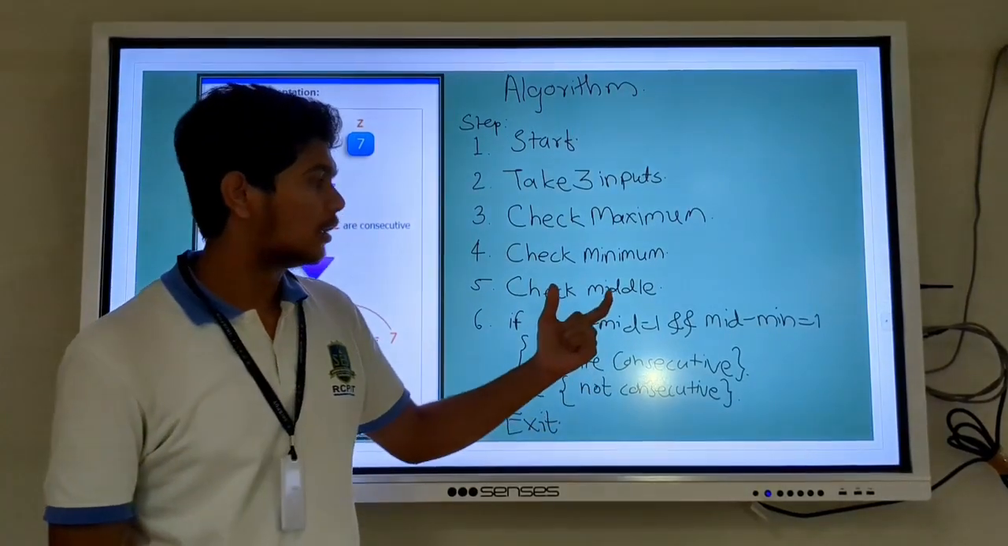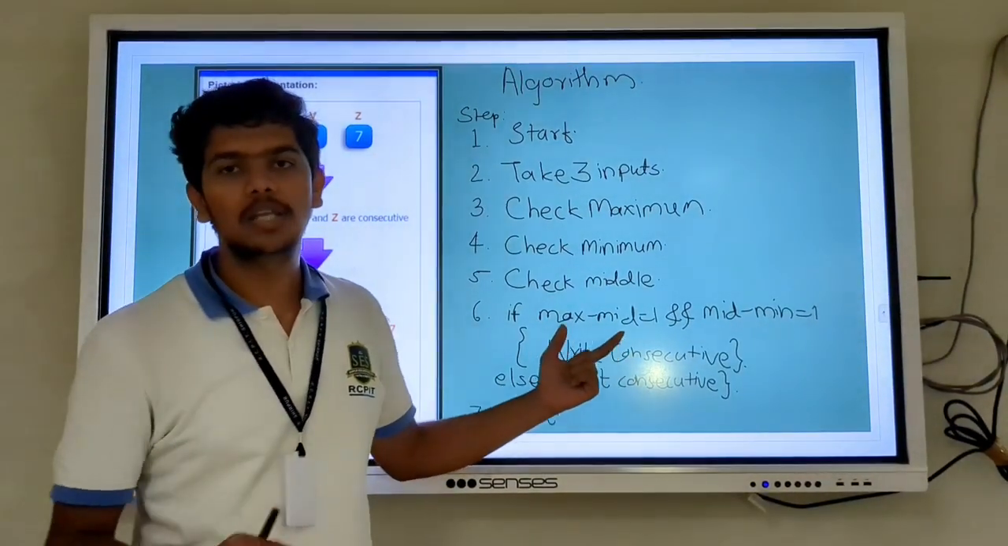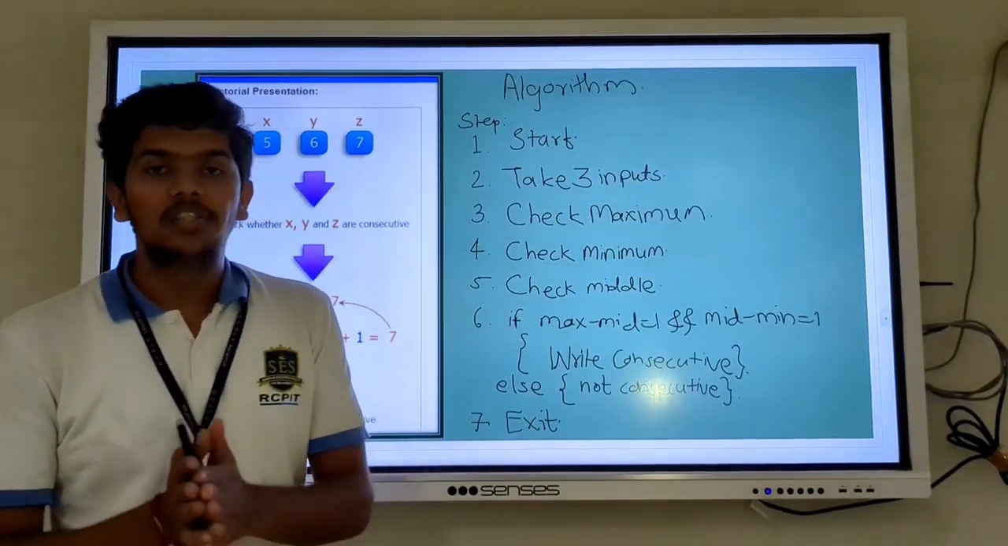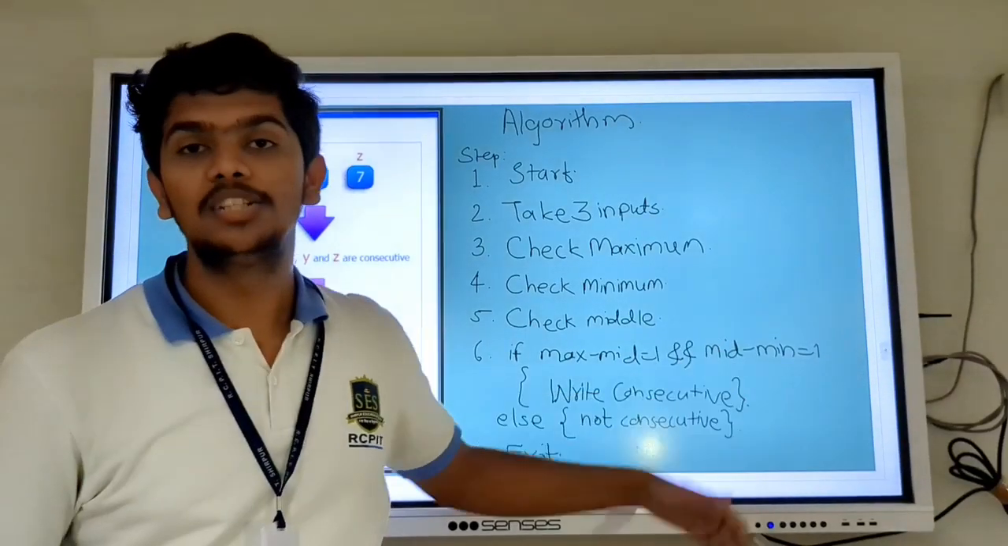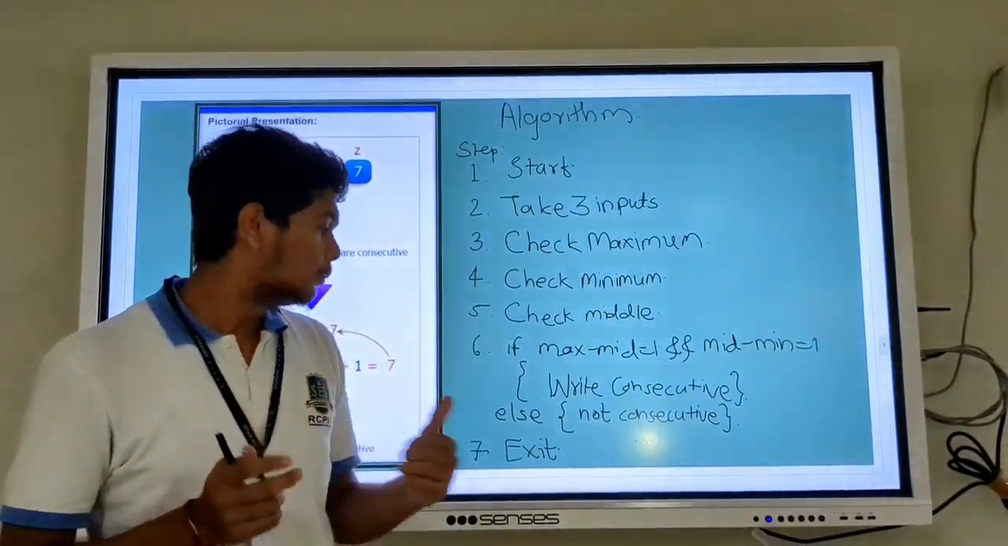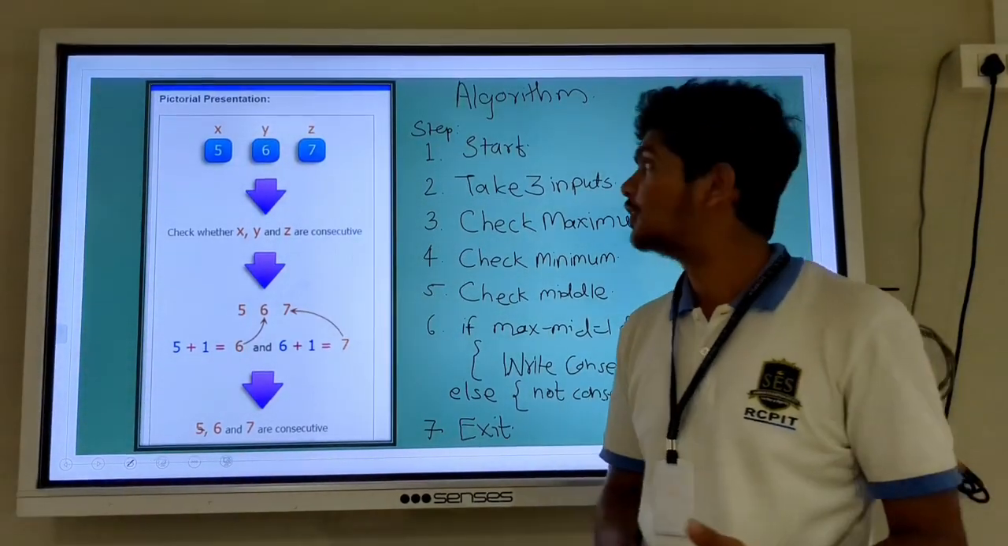If both differences are 1, then and only then are the three numbers consecutive. Else, if the difference between max and mid is not 1, then the numbers are not consecutive. And by this example, we'll know about consecutive numbers.